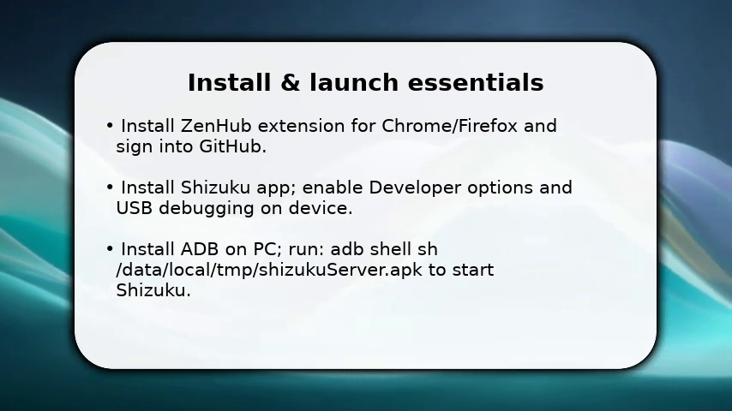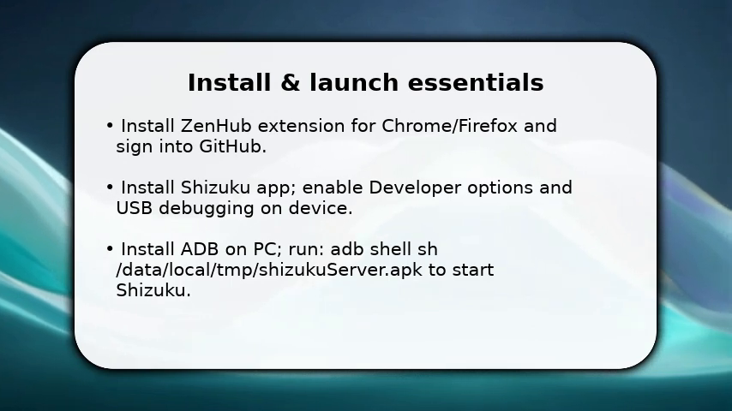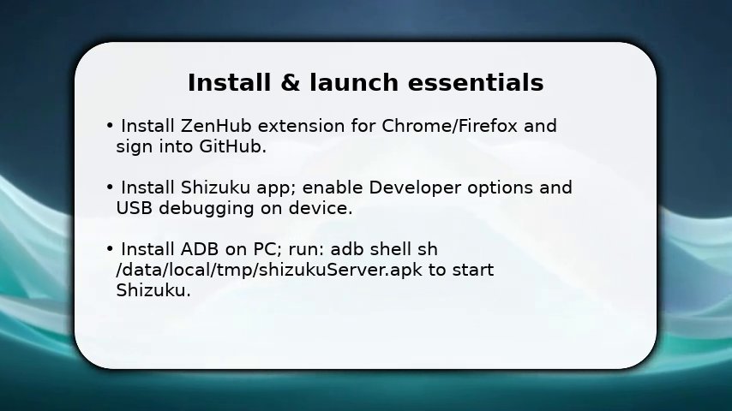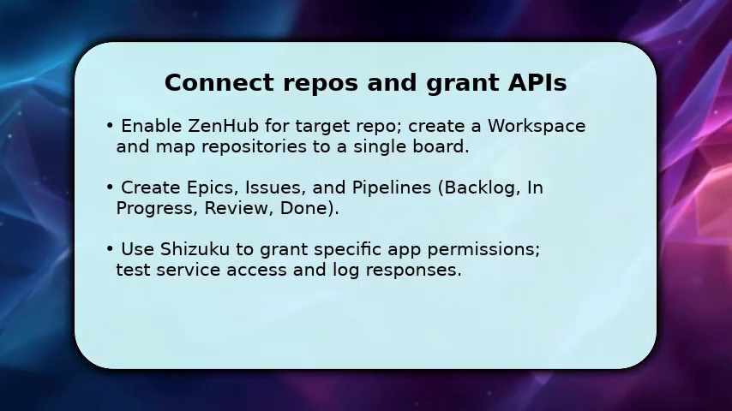Once your PC has ADB, connect the device and run the Shizuku start command so the service runs. Make sure both tools report as active before moving forward. You now link ZenHub to your workflow and use Shizuku to enable device capabilities.